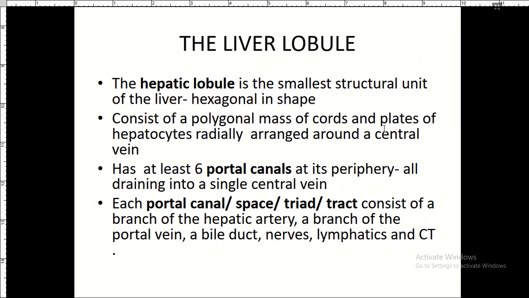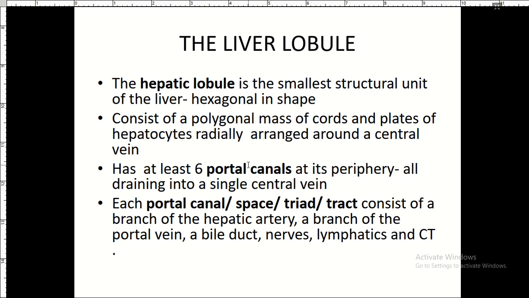So it consists of a polygonal mass of cords and plates of hepatocytes radially arranged surrounding a central vein. Right? So at the periphery, you can have about 3 to 6 portal canals, and all of these portal canals will be draining into a central vein.